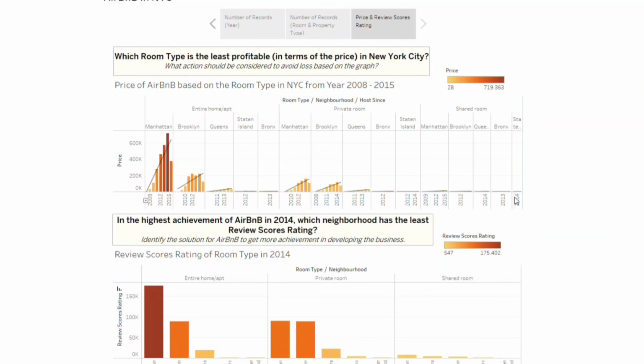Airbnb should consider more about the shared room because there are more people interested in booking the entire home or apartment or private room rather than a shared room. Probably, Airbnb could develop more in the shared room model or the marketing to make sure this room type also has growth in the trend line.